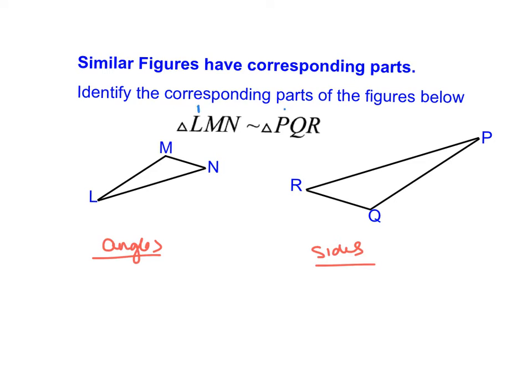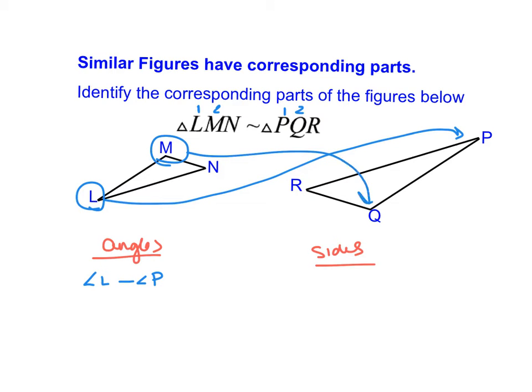If I look at the triangle names in my similarity statement, what I notice is that L and P come first. So what that's telling me is angle L corresponds with angle P. That's what that similarity statement is telling me. Then I look at the second angles and I see M and Q. So then I know that angle M matches angle Q. Those are corresponding angles. Then lastly, angle N corresponds with angle R.